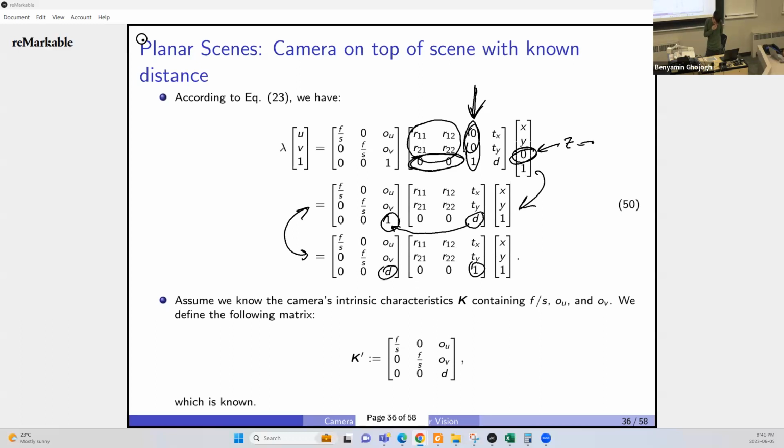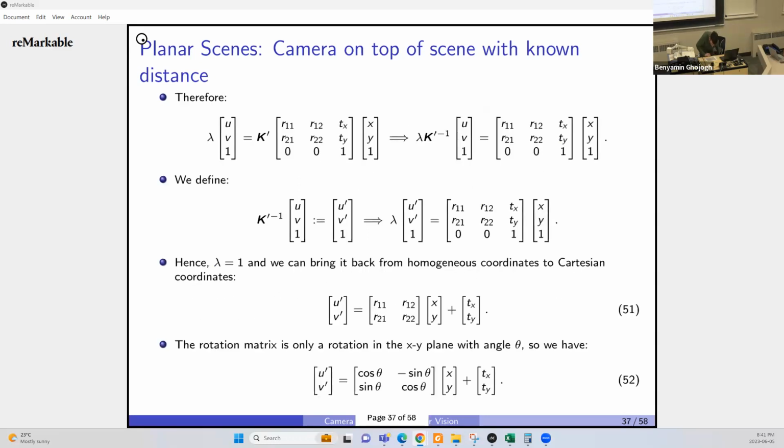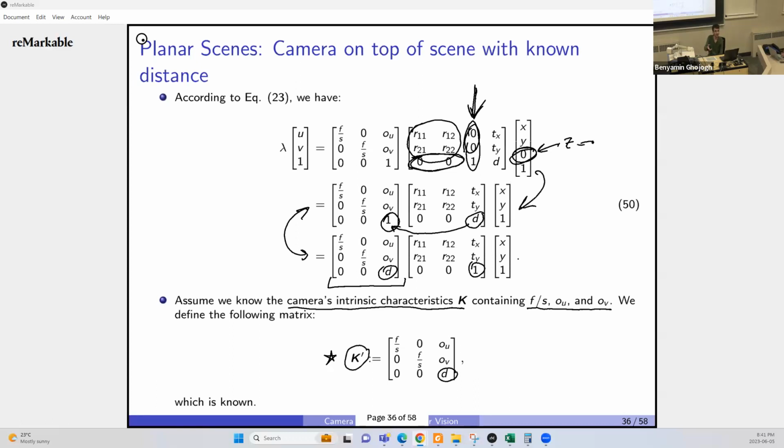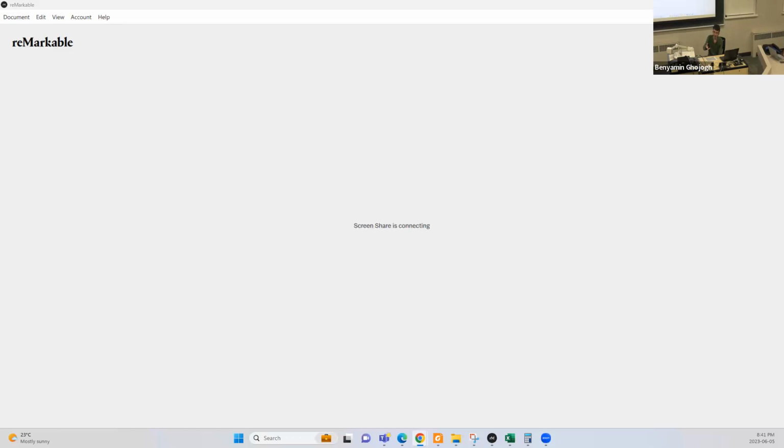Okay. Assume we know the camera's intrinsic characteristics. We'll consider both cases. In this case, assume we know the intrinsic characteristics K. We already have calibrated and we know K. So we know F over S, OU, and OV. We define the following matrix. This is K prime. Why? Because this term is D rather than 1. If it was 1, it would be K. I want to name this K prime. And by the way, is K prime known? Yes, it is. We know F over S. We assume that. We know OU, OV by camera calibration.